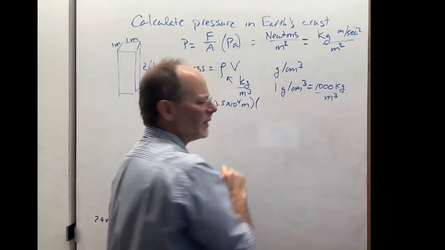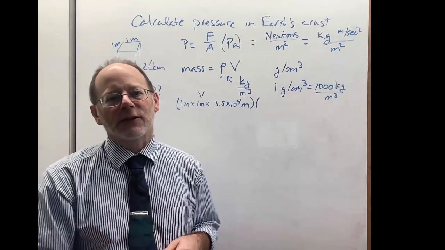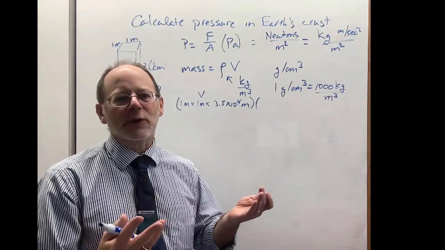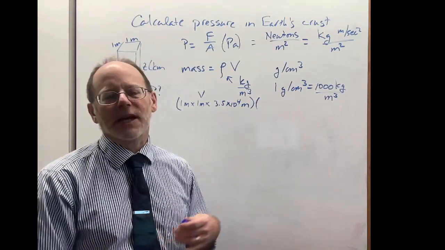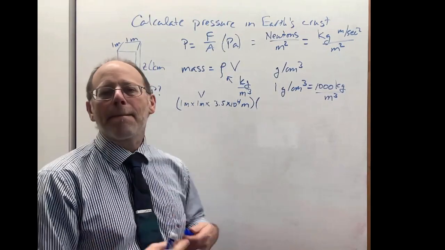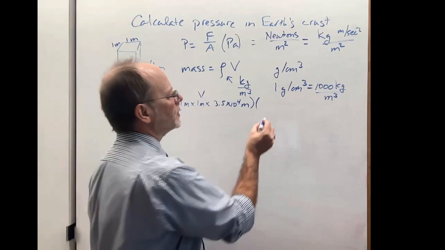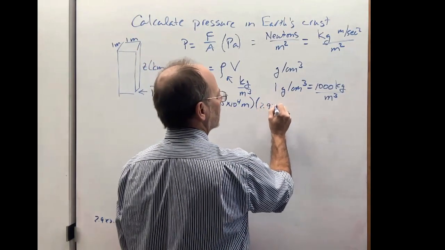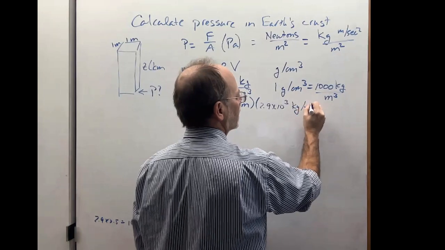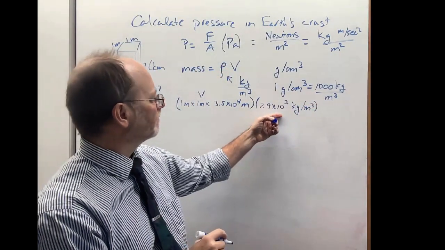Our density, what do you want to use for density? Well, granites are about 2.7 grams per cubic centimeter. Diorites, 3.1 grams per cubic centimeter. Let's say the crust is about some composition intermediate between that. Let's take 2.9 grams per cubic centimeter. Okay, what is that? That's 2.9 times 10 to the third kilograms per meter cubed, right? 2.9 grams per cubic centimeter.